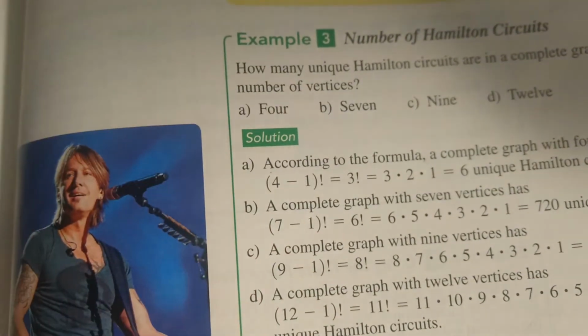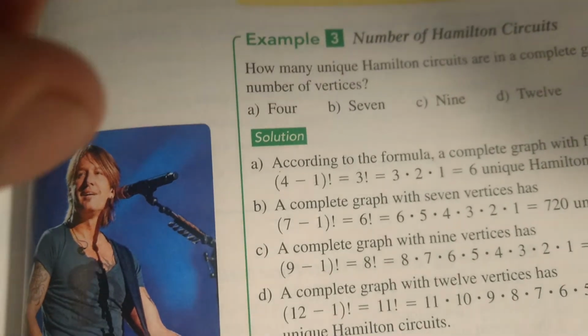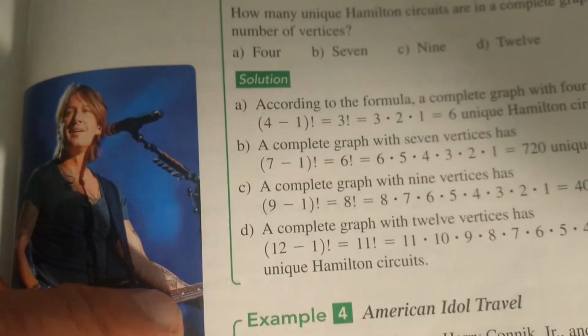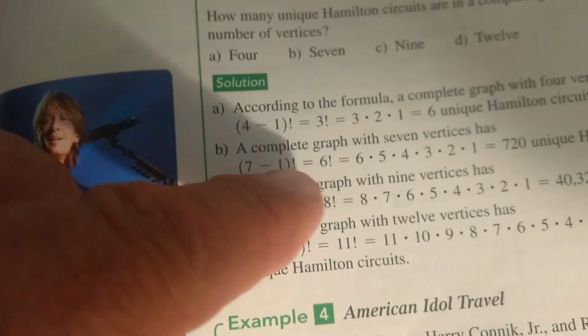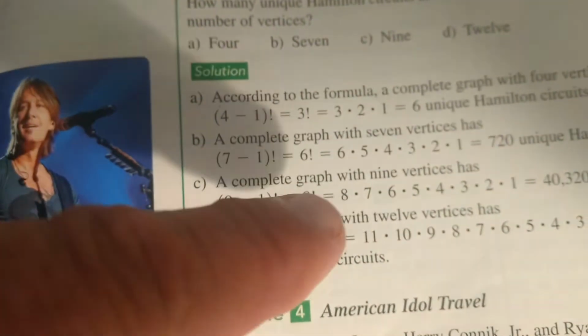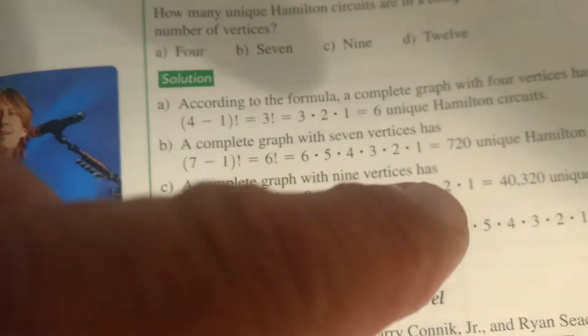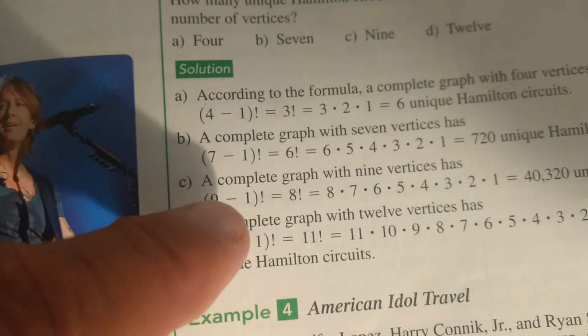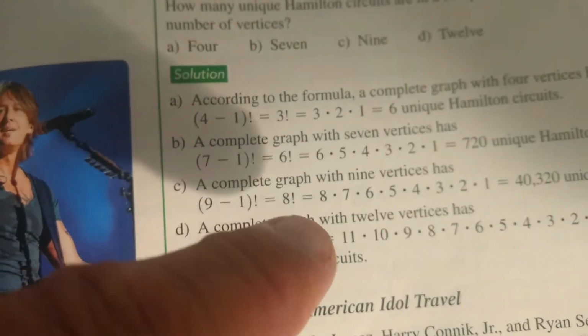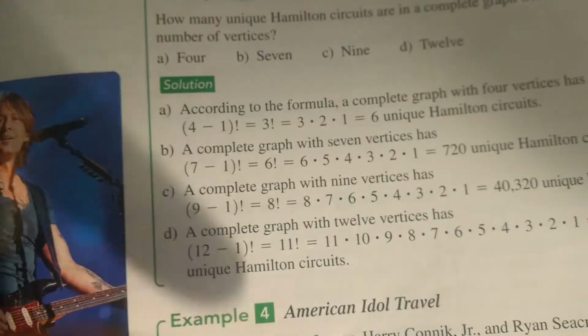Factorial just means whatever number you're starting with, you just keep going down till you get to 1 and you multiply. Like for instance, letter B is 7. So we have 7 minus 1, which is 6 factorial. So we have 6 times 5 times 4 times 3 times 2 times 1. Letter C is 9 factorial. We go 9 minus 1, which gives us 8 factorial. 8 times 7 times 6, and so on.